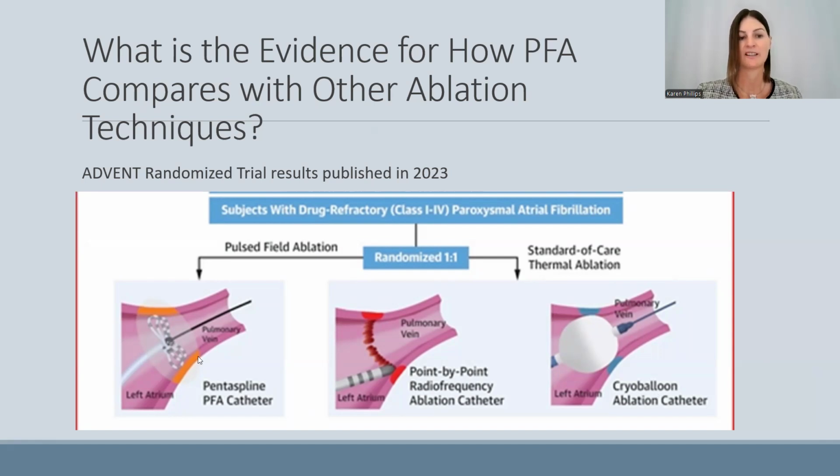This study basically compared this Farapulse system catheter, as I showed you, randomized with radiofrequency or cryo balloon ablation, and they took patients with paroxysmal intermittent form atrial fibrillation and randomized them into the different ablation treatment strategies. Randomizing meaning they had a flip of the coin, so hopefully they all ended up sort of equally distributed.